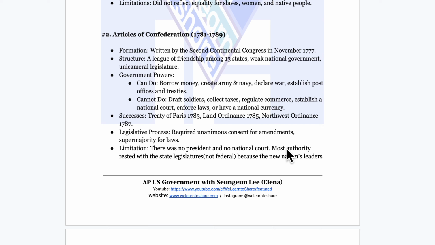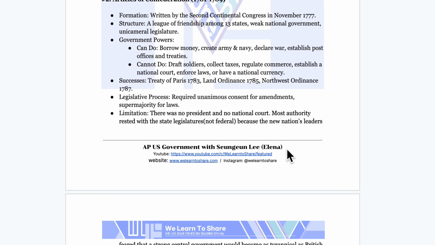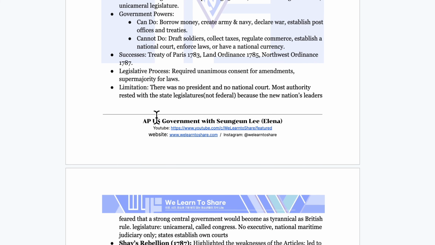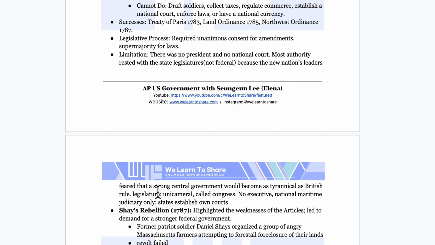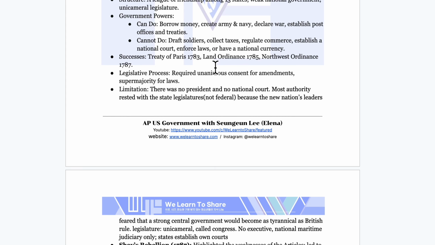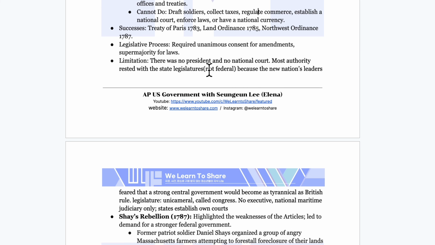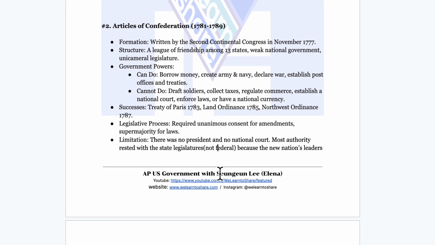And this was basically because the new nation's leaders feared that a strong central government would become tyrannical like British rule. Hence, there was no president, no national court, and as you can see, they could not draft soldiers, collect taxes, regulate commerce, etc. Everything was left on the local and state level, right? There was no executive, and no national judiciary. States established only their own courts, not a federal court.